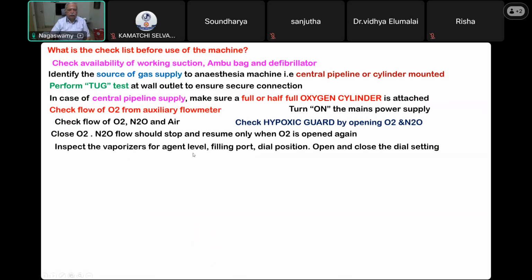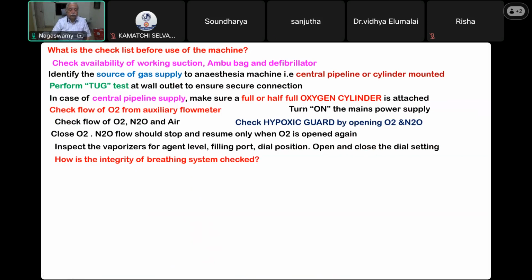And inspect the vaporizers for agent level, filling port, and dial position, and open and close the dial setting to see whether it is moving freely. Okay. And the next is, how is the integrity of breathing system checked? That is the breathing circuit that you are using, the corrugated tubings and other things. How do you check whether a leak is there or not?